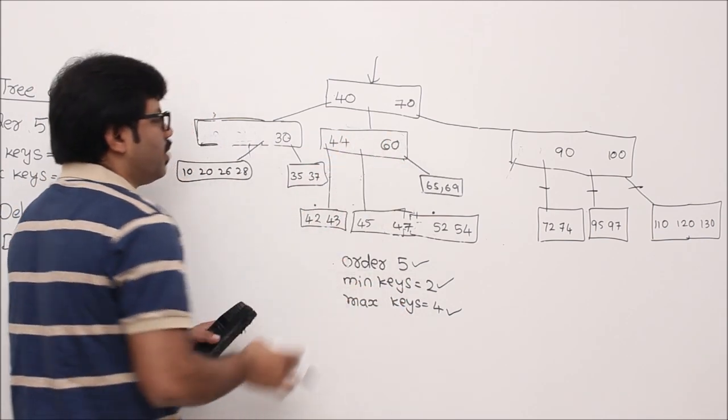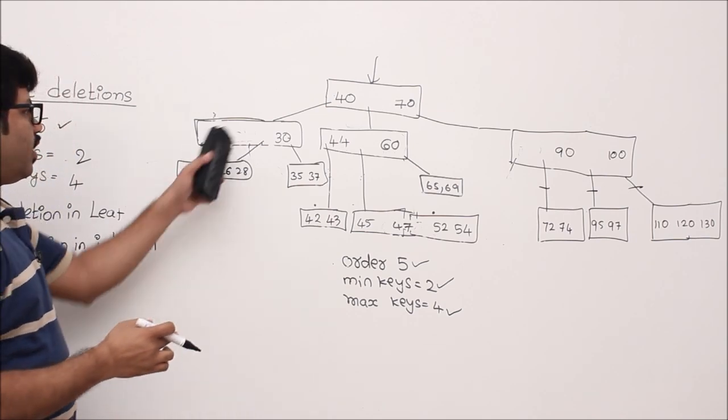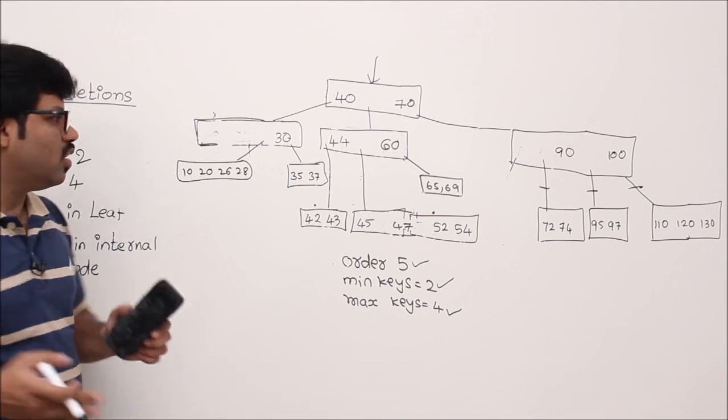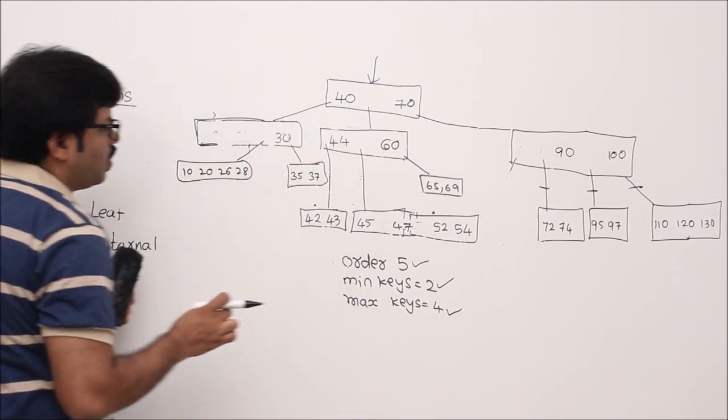It is exactly having minimum keys. So what to do then? Then try left side. There is no left side. Then go for merging. So same recursive process. So merge. When you merge, we should be careful.